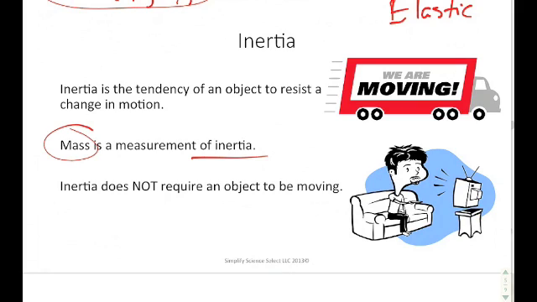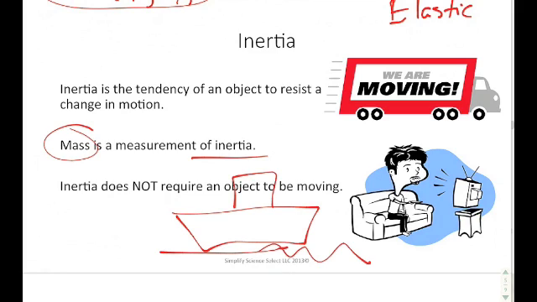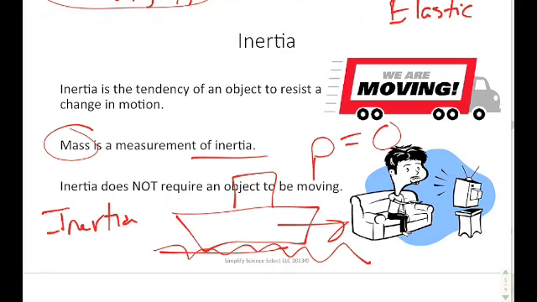Inertia does not require an object to be moving. If you have a boat, and you can see my great drawing of a boat, that's sitting in the harbor, if that boat is not moving, it still has inertia. It still has a resistance to a change in motion. So if I come and try to push the boat, it's not going to move very much because it's resisting the change in motion. But this boat sitting in the harbor would have zero momentum because it doesn't have any velocity.